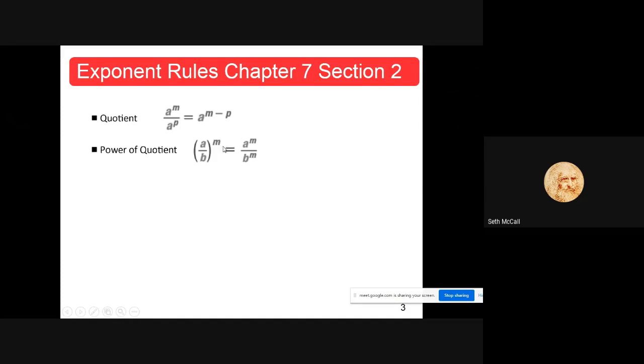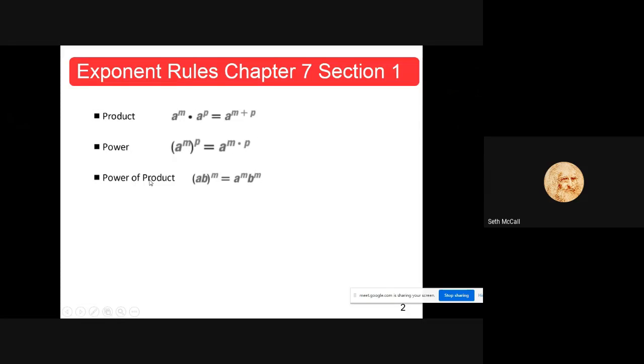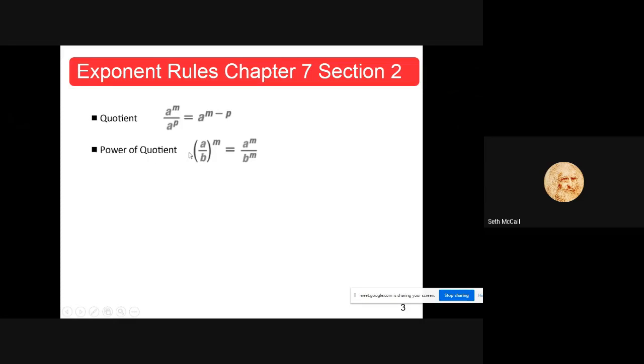Power of a quotient. Very similar to the previous slide, power of a product. The only difference here is in power of a product, A and B are multiplying, and in power of a quotient, A and B are dividing. You can also distribute this M to both things. Again, this only works for multiplication or division, not addition or subtraction when A and B are adding or subtracting.